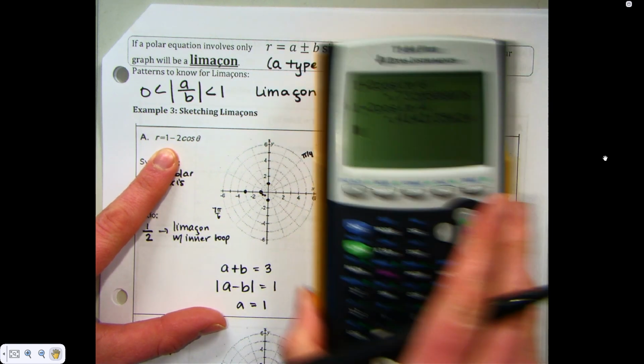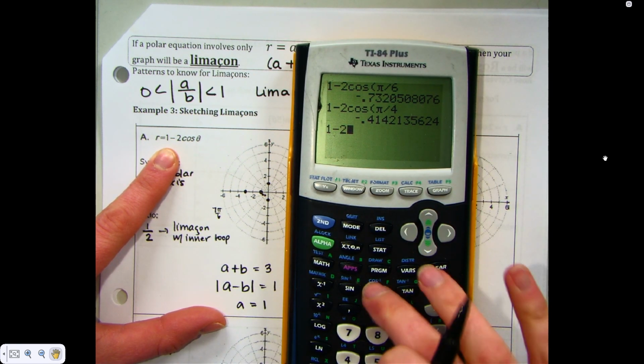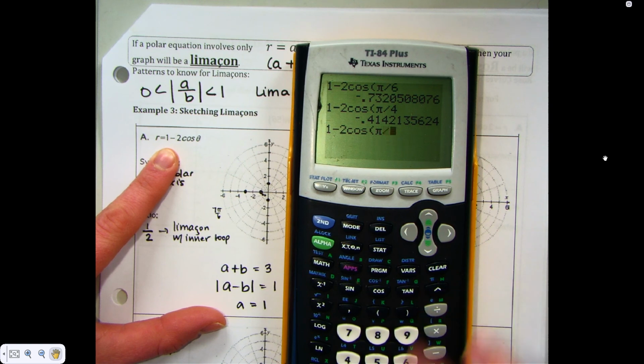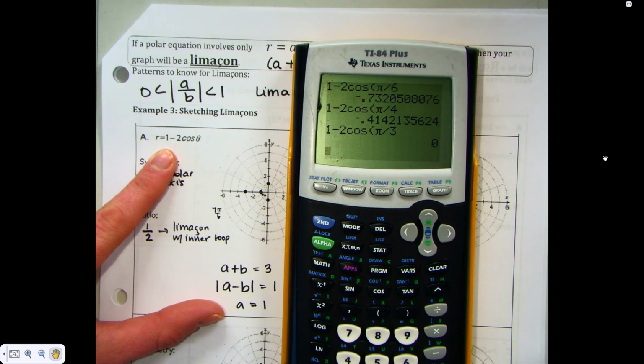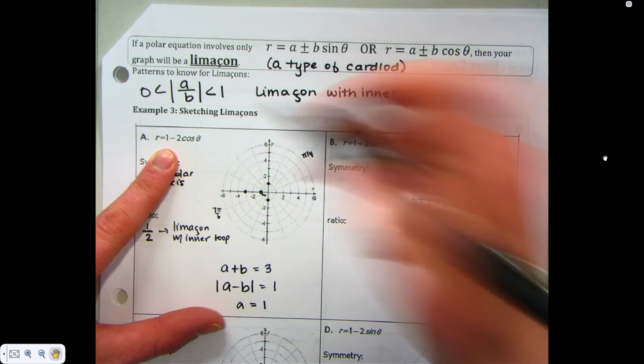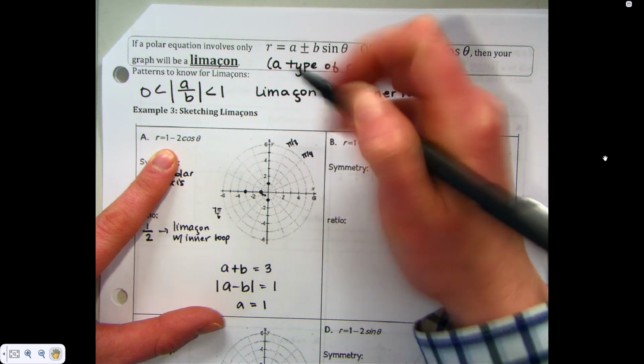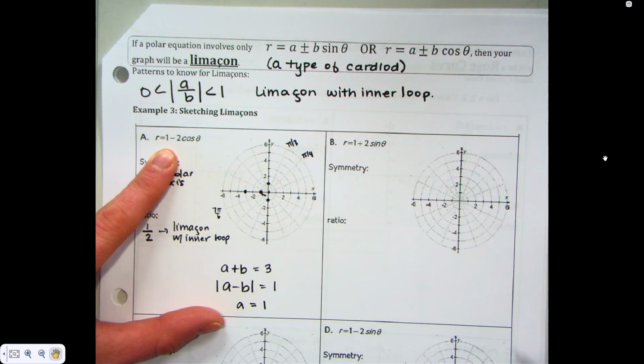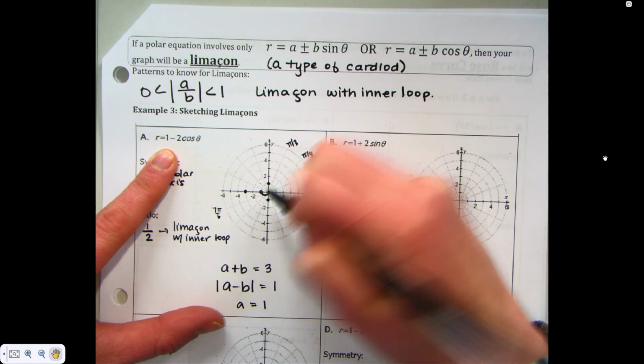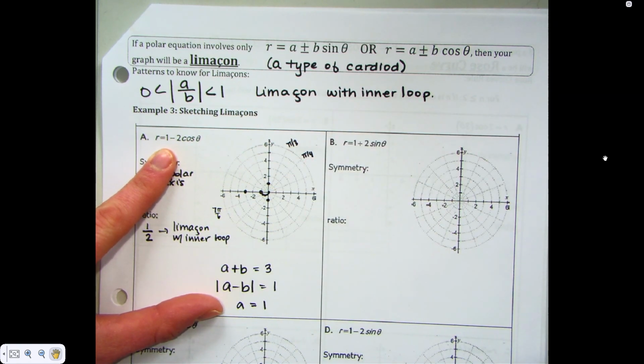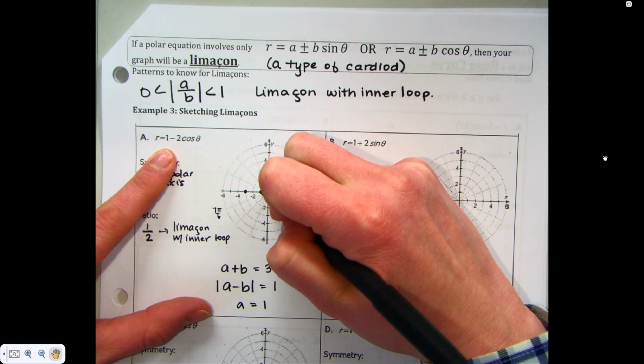And pi over 3, 1 minus 2 cosine of pi divided by 3. I type it in my calculator, I get a 0. So in the direction of pi over 3, I am at the pole. And if I think about connecting those dots, I would have a little tiny half circle. Now that little tiny half circle is going to plot itself again.